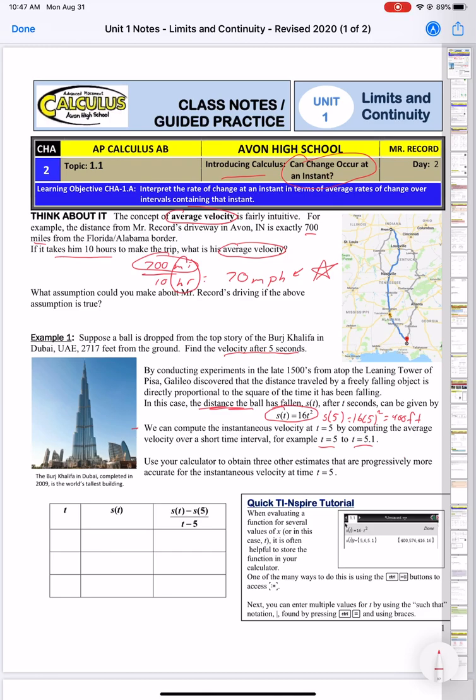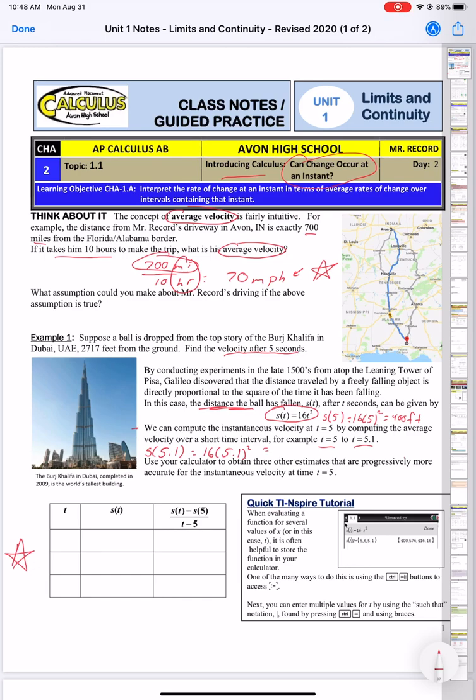And then we're going to divide it by the total time, which is 0.1 seconds. So the next thing we need to find is S of 5.1. I'm going to use a calculator for that because I don't know 16 times 5.1 squared off the top of my head. So make sure you have a calculator available too. You're going to need it when we get down to this chart in just a second.